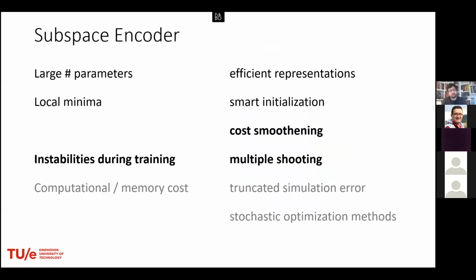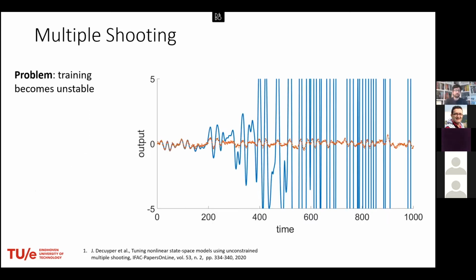Another challenge that was present is instabilities during training. And that is linked also to local minima, because if you have instabilities, your optimization also gets stuck in a local minima. And the solution there that has been discussed in the literature is the use of multiple shooting. And it's also shown to have a cost smoothing effect. So what is multiple shooting? Well, let's first have a look at the problem.